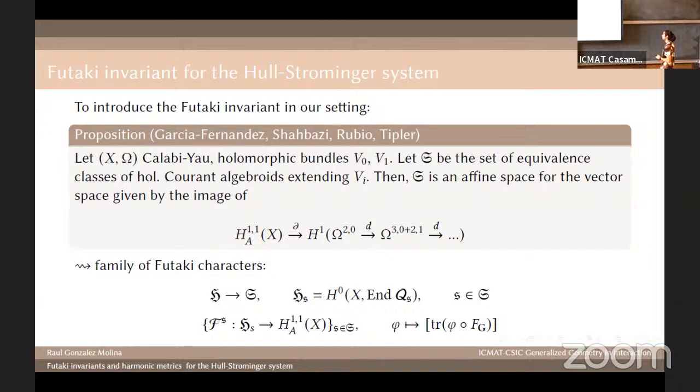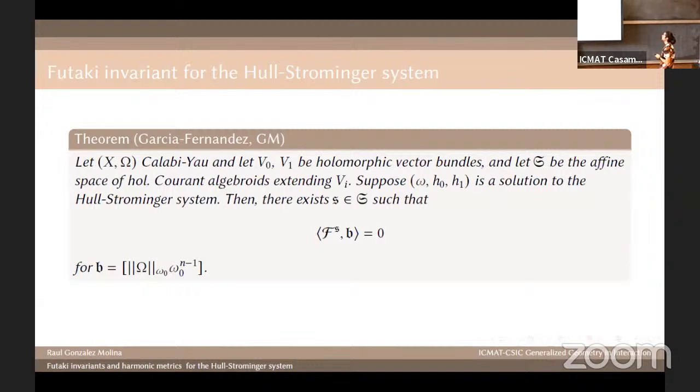Okay. So now the result is as follows. I've stated this as a theorem, but it's just a consequence of what I have said up to now. If we have a Calabi-Yau manifold and holomorphic vector bundles, and we have the classifying space for the holomorphic current algebroids, then assume we have a solution to the Hull-Strominger system. Then there must be some S in the classifying space, so there must be some holomorphic current algebroid such that its Futaki invariant vanishes, just because a solution to the Hull-Strominger system produces some holomorphic current algebroid with a Hermitian-Einstein metric, for pairing against the balanced class of my solution.